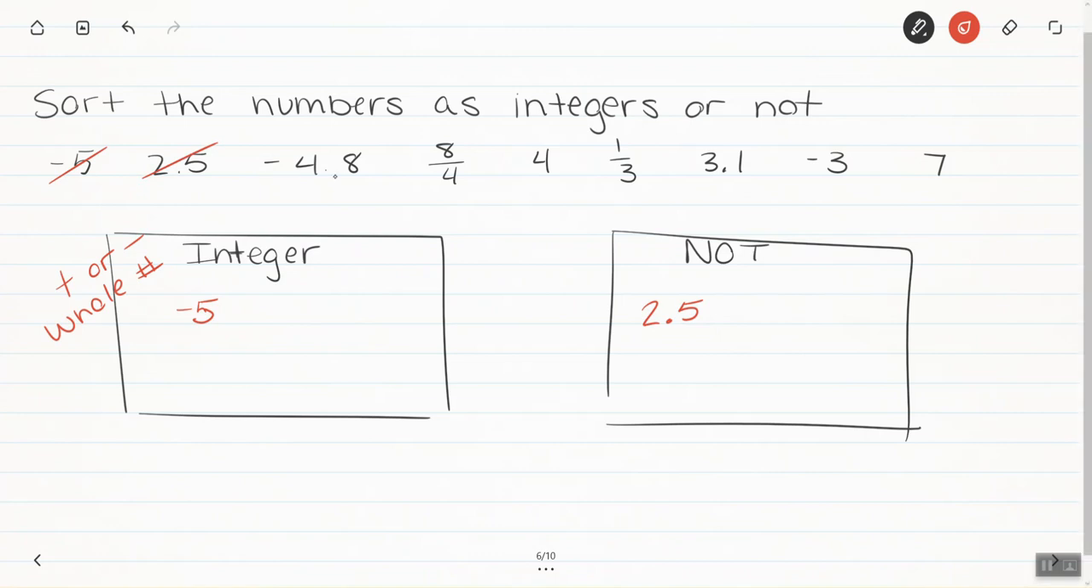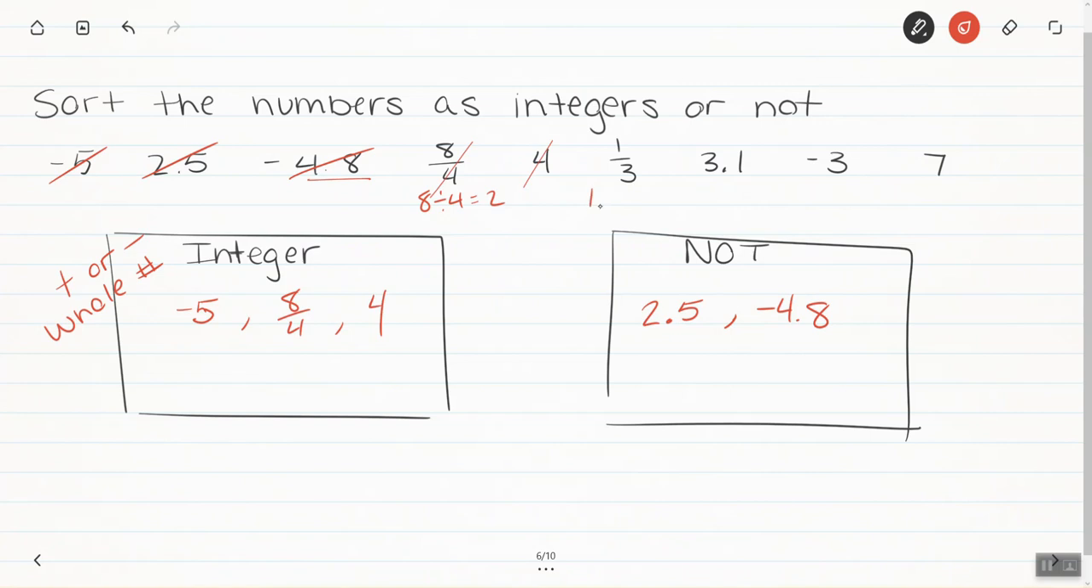So -4.8, because 4.8 is a decimal, it automatically becomes not an integer, even though it's negative. 8/4, if I do 8 divided by 4, I end up with 2, which is a whole number. So that would make this fraction of 8/4 an integer. The whole number 4 is an integer.